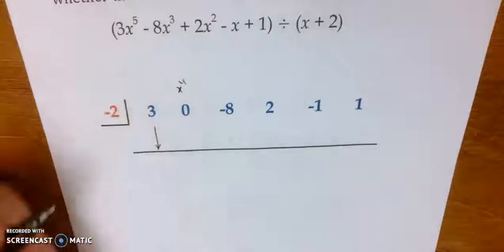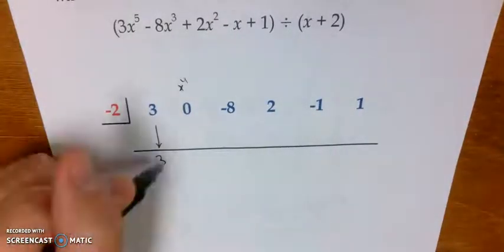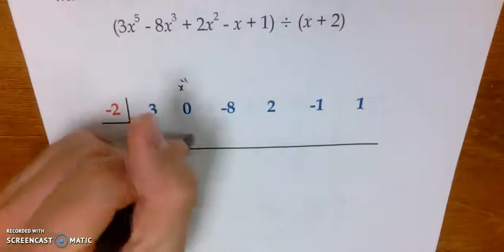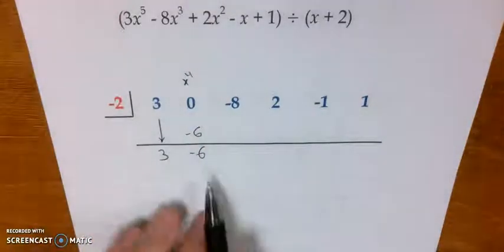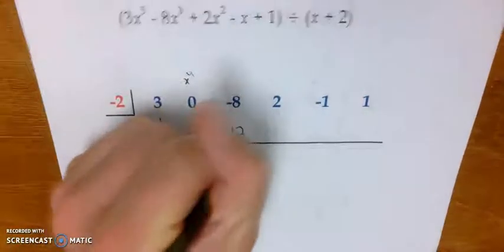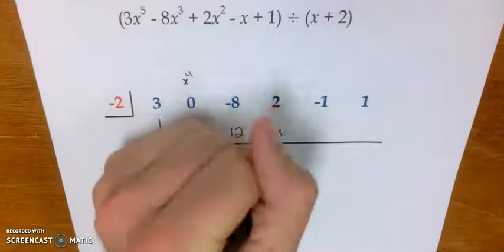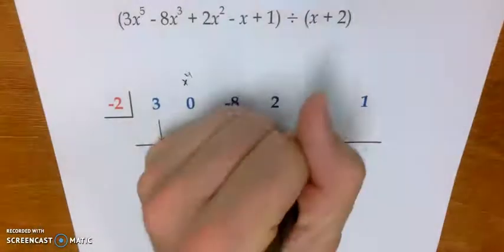So when we start our process, we drop the first term down. That'd be a 3, and when I go diagonally, I'm multiplying by a negative 2 each time. 3 times negative 2 is a negative 6. Go straight down, we add. Times negative 2 is 12. Add straight down, I get 4. Times negative 2 is a negative 8. Add straight down, I get a negative 6. Times negative 2 is a positive 12.